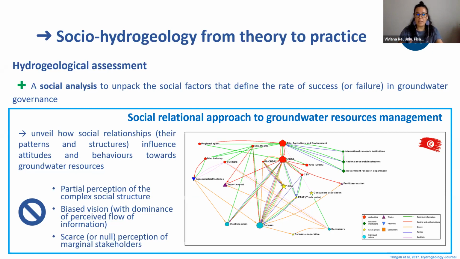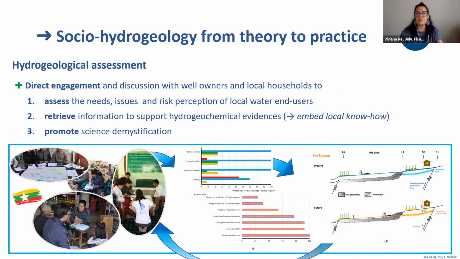Another effective way, which we can see in the next slide, of integrating hydrogeological assessment and social sciences, so going transdisciplinary, is to directly engage and discuss with the people that are involved in the monitoring network. This can really be useful in assessing the needs, the issues, and the perceptions of the water users, but also to get some information. So if you structurally insert some questionnaire administration and public engagement in your work, you can also retrieve information that can support hydrogeochemical evidence.